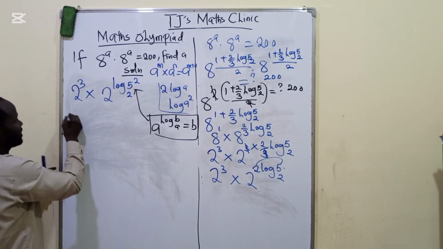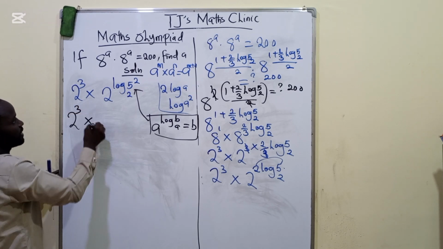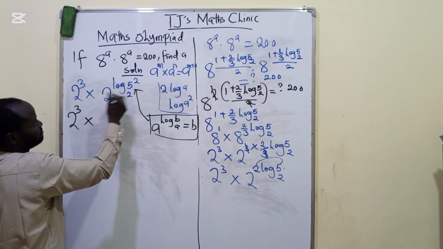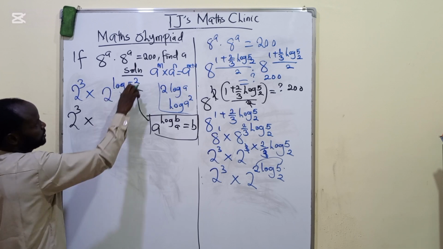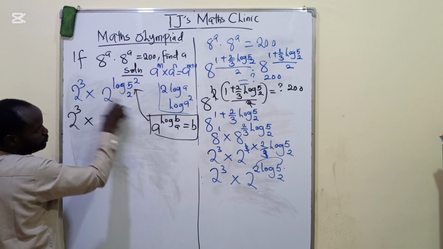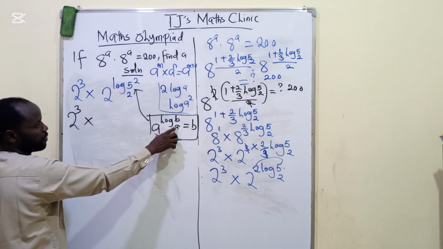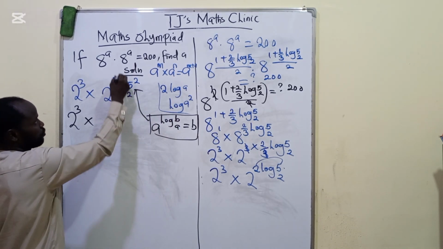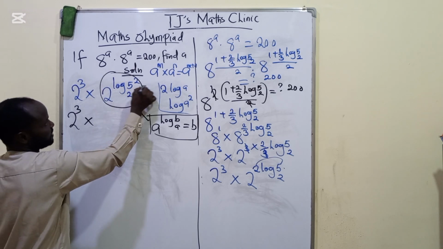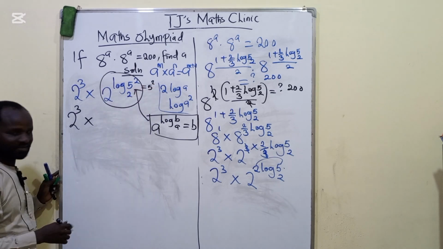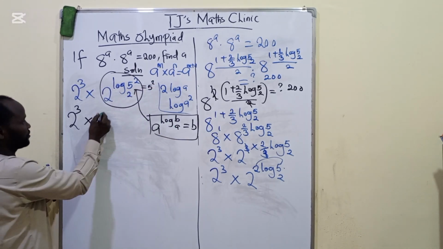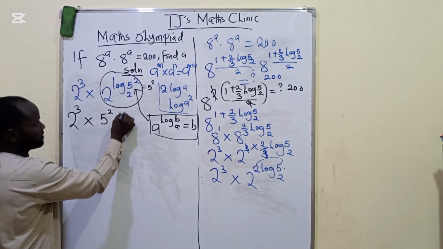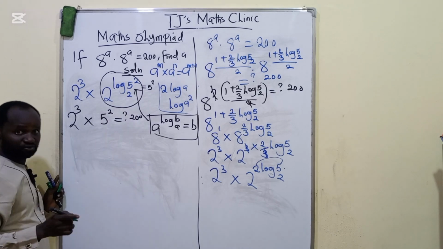So we have 2 as the base, and this 2, the base of the power is still 2. So it means we can write this as 2 power 3 times 2 power what? If we compare this, our a is 2, we have the log, our base is 2, which is a now, then b is 5 power 2. So it means the whole of this is the same thing as 5 power 2, using this law now. So this will be 5 power 2. Is it the same thing as 200? That's what we are trying to check.